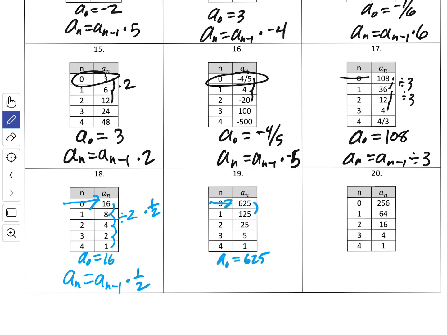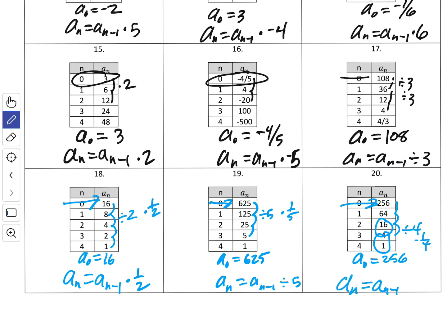Okay, a sub 0 equals 625. Goes to 125 to 25 to 5, so we're dividing by 5 or timesing by 1/5. So a sub n equals a sub n minus 1, and then you put whichever one you would like. The last one, a sub 0 equals 256. As we're going down, it's kind of easy to see that we're dividing by 4 or timesing by 1/4. So a sub n equals a sub n minus 1, and I could times by 1/4 this time.